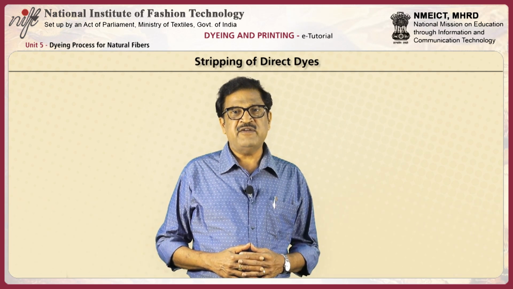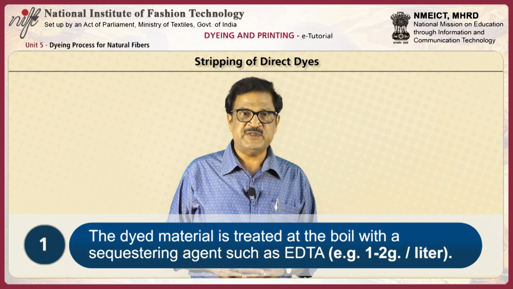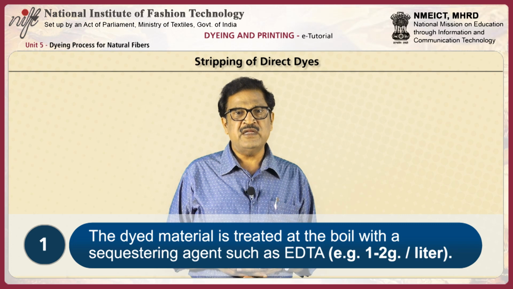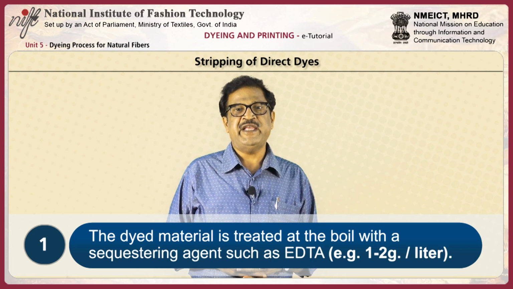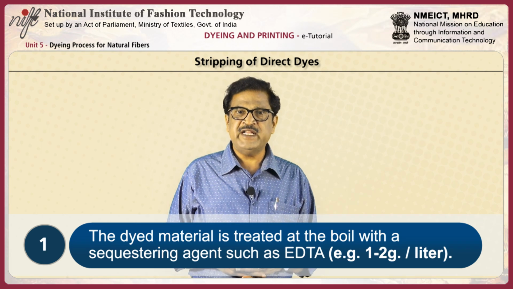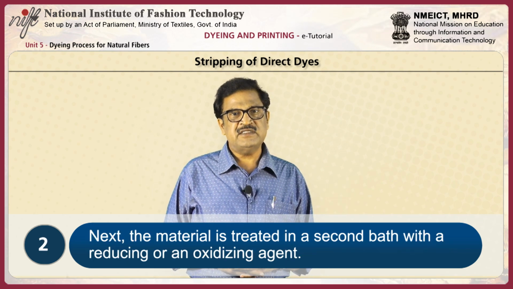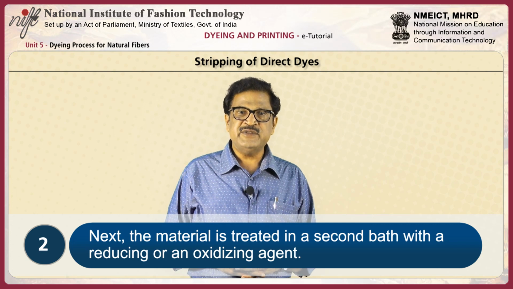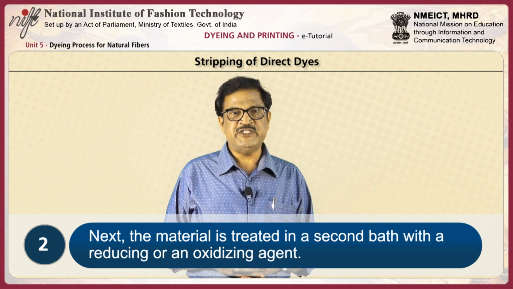Stripping of direct dyes. A complete stripping of direct dyes consists of two steps. First, the dyed material is treated at the boil with a sequestering agent such as EDTA, for example 1 to 2 grams per liter. After this, the material is treated in a second bath with a reducing or an oxidizing agent.